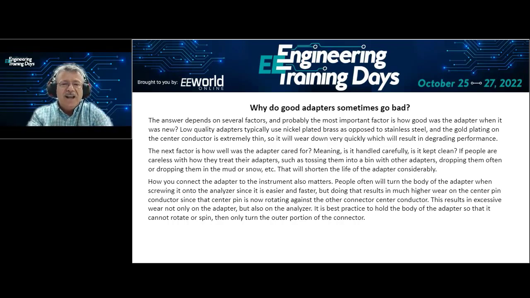So you're wearing out that gold plating on both pins, when really what you should be doing is you hold the body of the adapter stable and you just turn the outer portion. So the nut on the end connector, for example, that's what you want to turn. Hold the body, turn the nut, and that basically slides the pin into the female in a straight motion without twisting. It boggles my mind how many people I see that spin the whole adapter. So you want to avoid doing that.